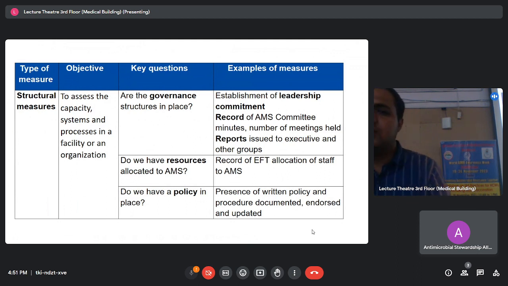Then, do we have the resources? Is there an effective allocation of the staff and the funds? The record of all these things in the antimicrobial committee helps you to judge the resource allocation. And then whether we have a policy or not. A question for you people: do we have an antibiotic policy for our institute? Yes, we do have, formulated in 2021, and it will be revised in days to come. So these are the measures for structural assessment.